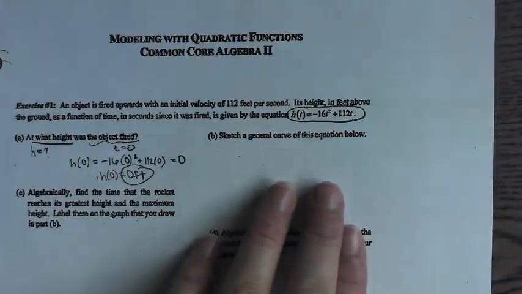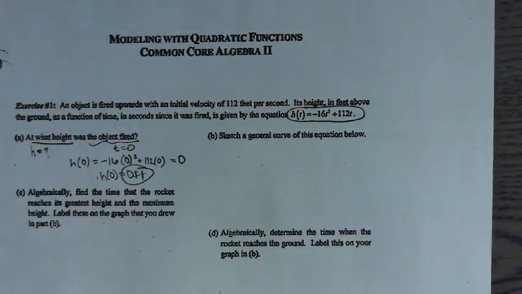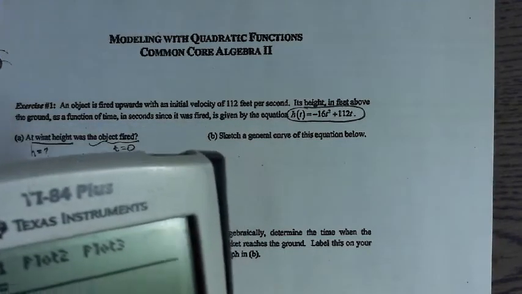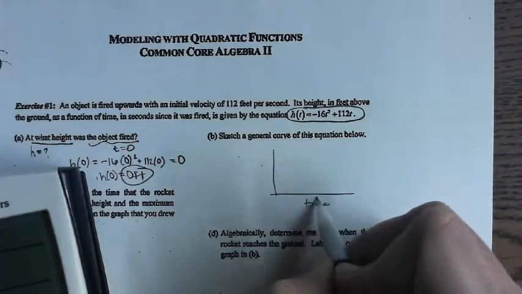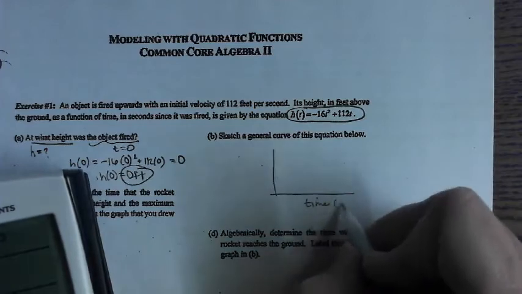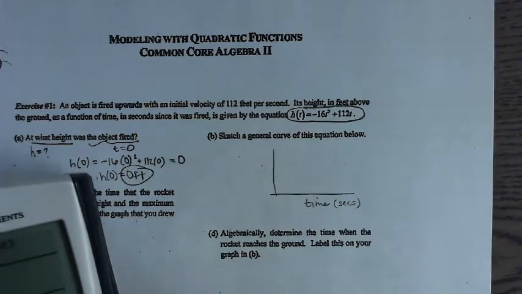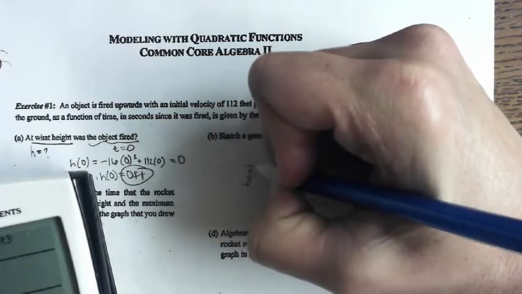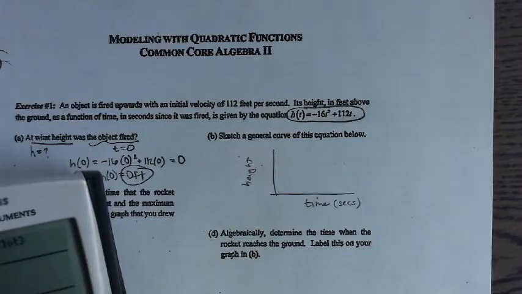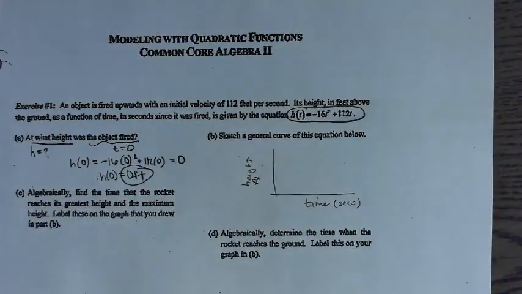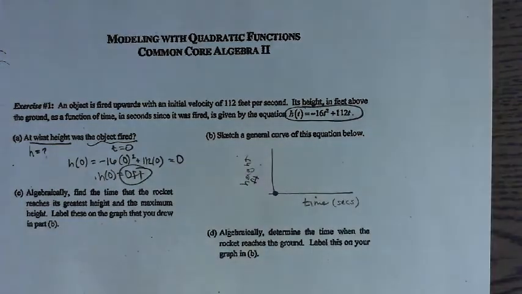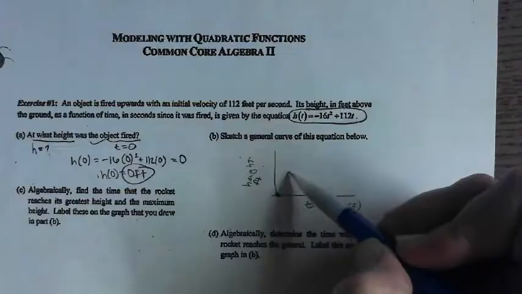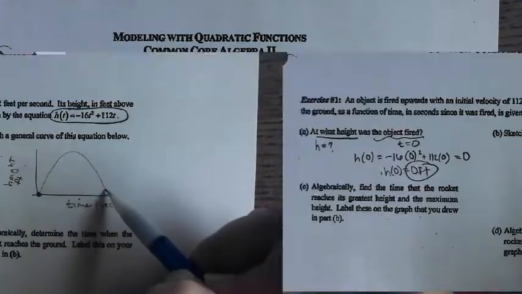It wants you to sketch a general curve, which you have your calculator for. You don't need to do this. I'll do it for you. But t is time. That's your x-axis, and that's in seconds. H is height. That's your y-axis, and that is in feet. And we already figured out that at 0 seconds, our height is 0 feet. Something's being shot upwards, and it comes back down.